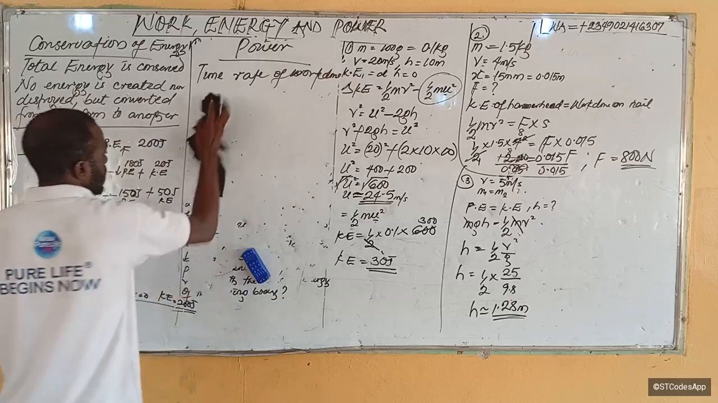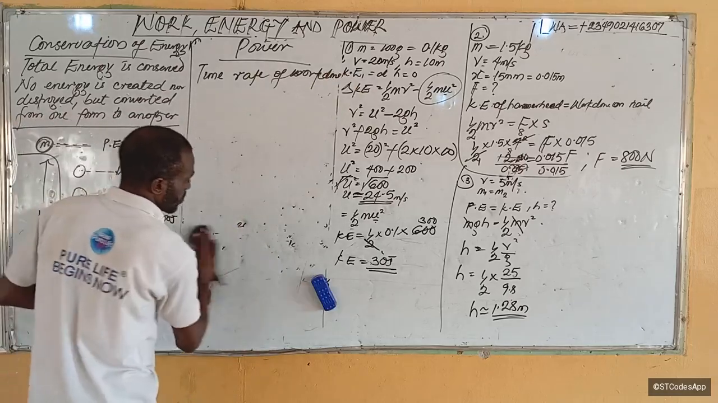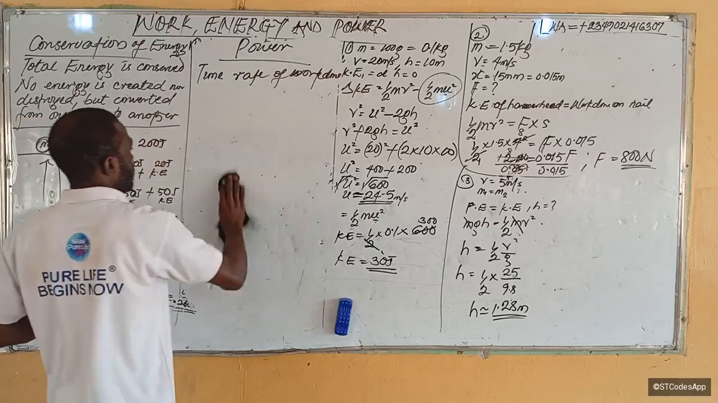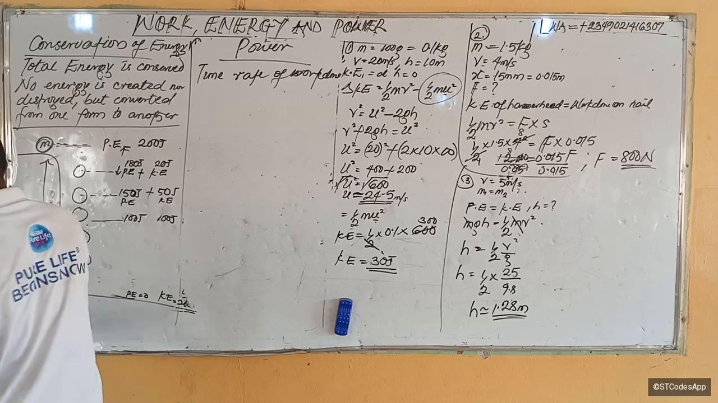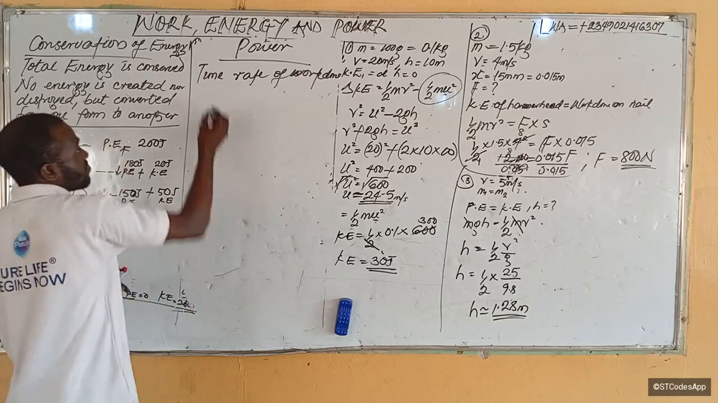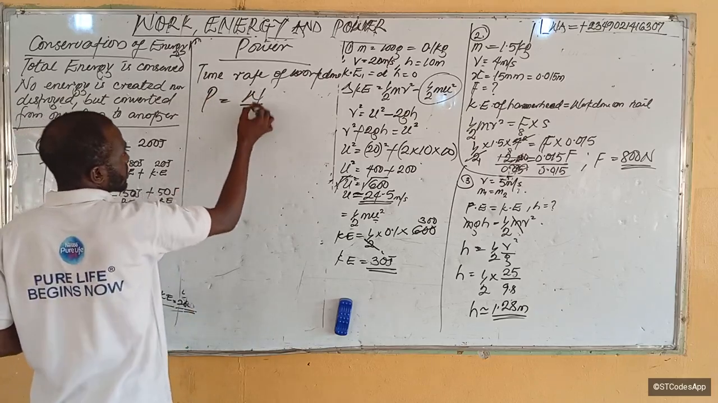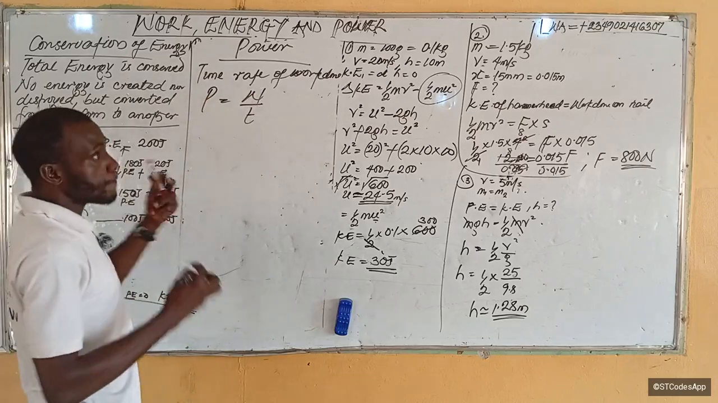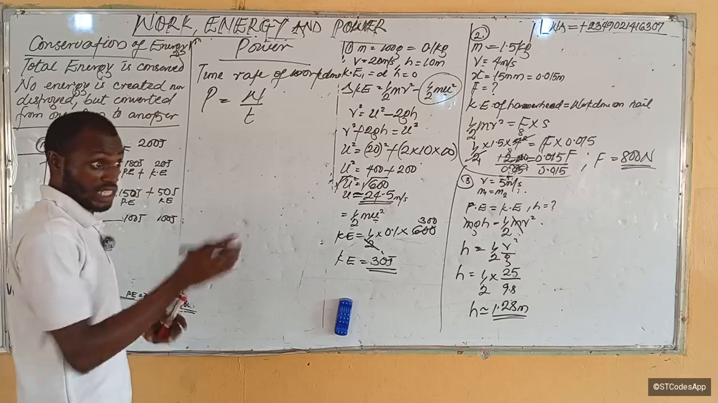Right? What does that mean? That is work done per unit of time. That's the meaning of power. Work done per unit of time. So it's more about speed, in fact. So if I say I have more power than you, it means I can do more work in less time.